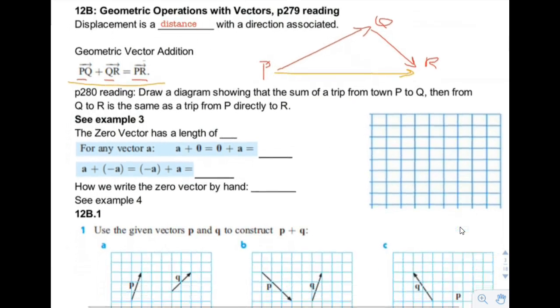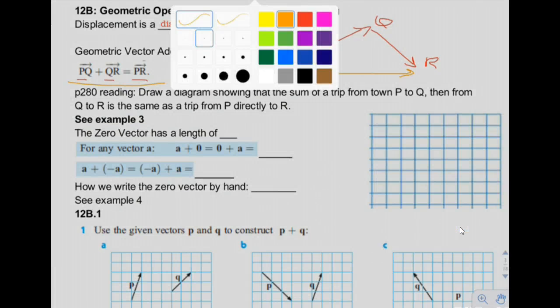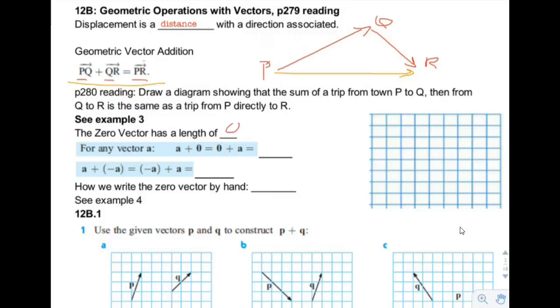The zero vector has a length of 0. For any vector A, the vector A plus the zero vector equals the zero vector plus vector A, which is just equal to vector A. So you add the zero vector to any vector and you just get the vector back, regardless of what order you do it in.